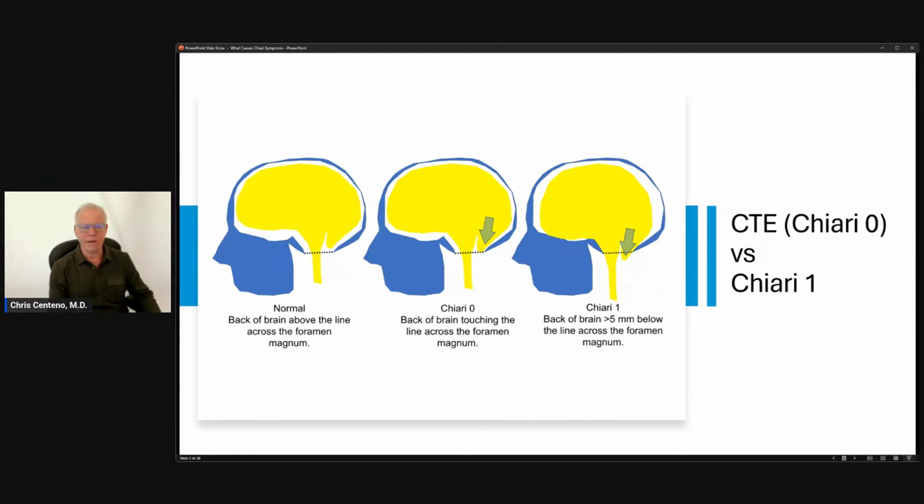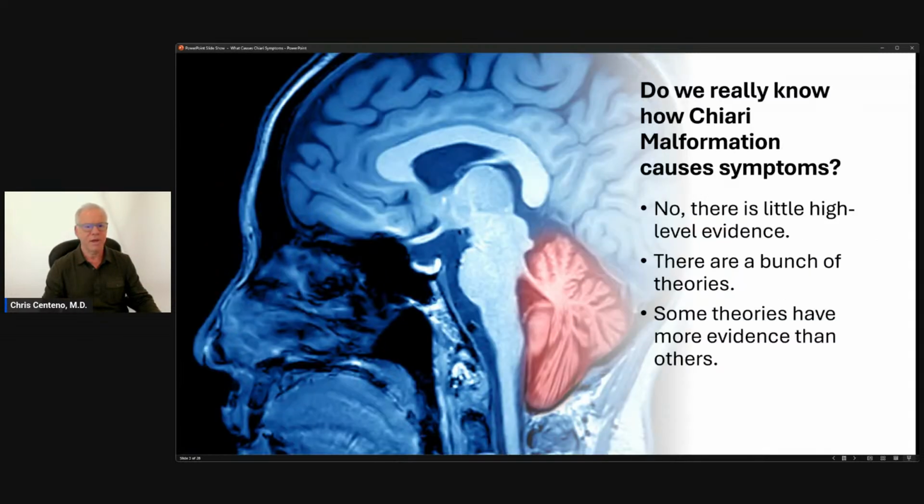There are other definitions to get into, like Chiari 2, but this is mostly what patients who are seeking care for Chiari end up delving into, or the classifications where they live. So do we really know how Chiari malformation causes symptoms? Now, it's interesting. You would think we know for sure that Chiari malformation causing symptoms is in fact related to this right here, right? I mean, that's what defines Chiari, that the cerebellar tonsils descend too low, and that has to be what's causing symptoms, right? And the answer is we really have very little high-level evidence in Chiari as to what causes symptoms. You would think that's not the case, but if you look at the research, that's pretty much the case. There are a bunch of theories about what causes symptoms. Some theories have more evidence than others. But it's interesting that we don't know for sure scientifically.